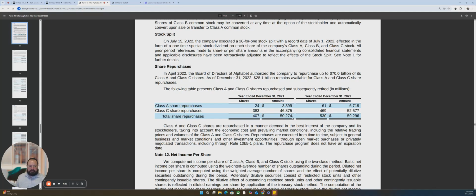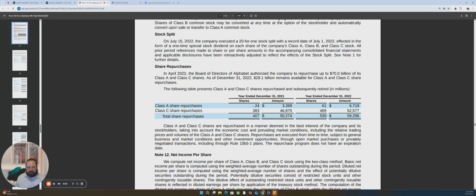Now, in 2022, they purchased back 530 million shares, which is about $59 billion. And I'm going to show you the subsequent 2 years in a minute. But before we go to another screen, another chart, which is going to show 2023 and 2024, I just want to highlight something very interesting over here.